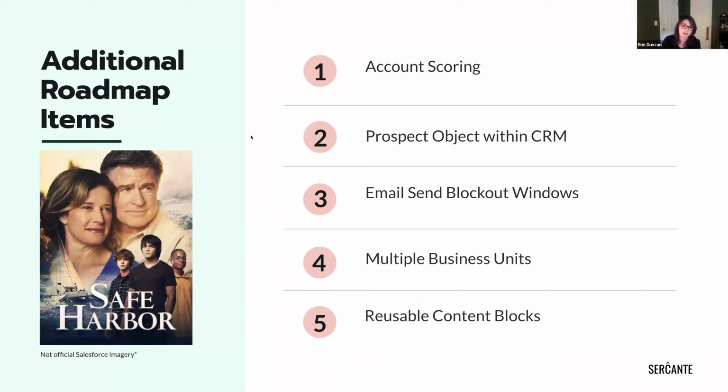Some additional roadmap items, definitely safe harbor on this. Don't make any purchasing decisions based on these forward-looking statements. But here are some things that are coming to Marketing Cloud Growth. Account scoring: if your org does account-based marketing, you can score on the account rather than the prospect, and that way you target the right accounts for you rather than the individuals.